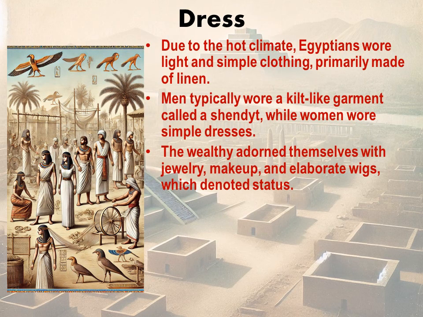The wealthy adorned themselves with jewelry, makeup, and elaborate wigs, which denoted status. So, the people who were rich and had money decorated themselves with a lot of jewelry. Just like today, if a person is very rich, that person can afford more jewelry. Similar was the case with Egyptian society. The wealthy people adorned themselves with expensive jewelry.